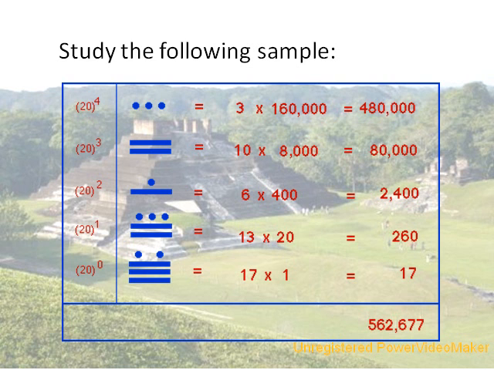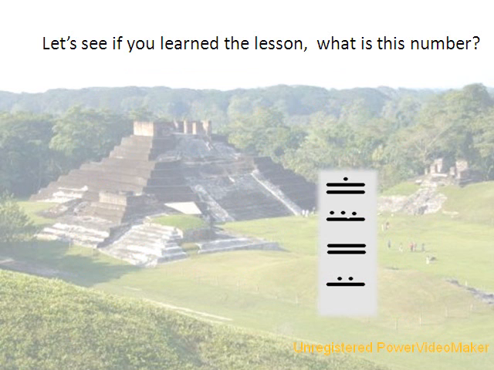On the next place value, you have 2 bars. 2 bars equals 10. 10 times 8,000 is 80,000. And finally, you have 3 dots on the last place value. 3 times 160,000 equals 480,000. When you add them up, you have 562,677.